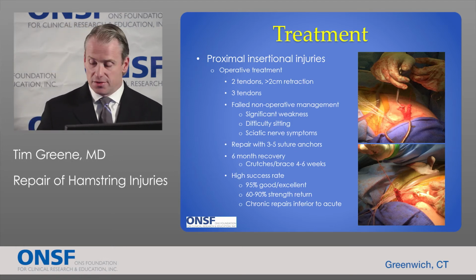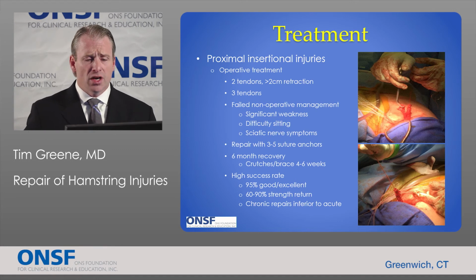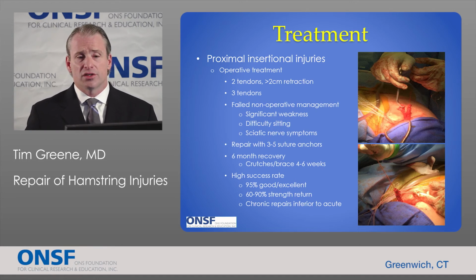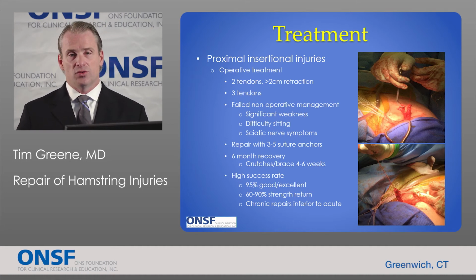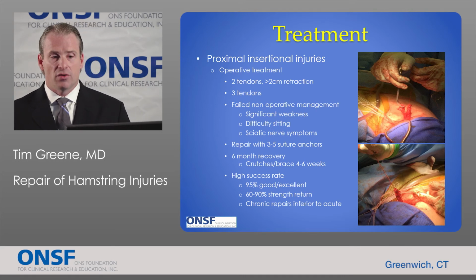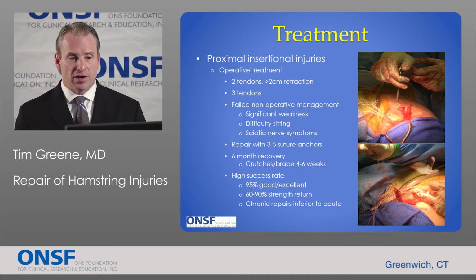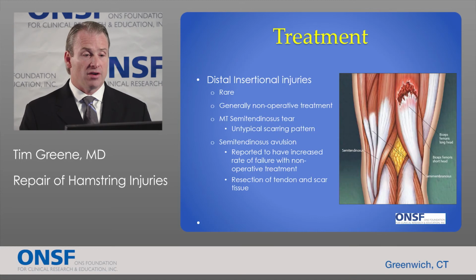We think about this being a 6-month recovery in general. But about 4 weeks on crutches and a brace. This has a very high success rate, 95% good and excellent results with a 60 to 90% return of strength. Our issue would come in these chronic tears where you have an injury and it's more than 6 weeks out. Those results really do lessen over time, even though they can be good. So it's better to treat these earlier and figure these out.